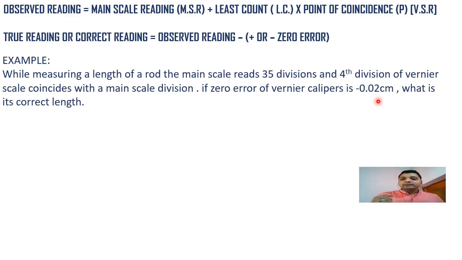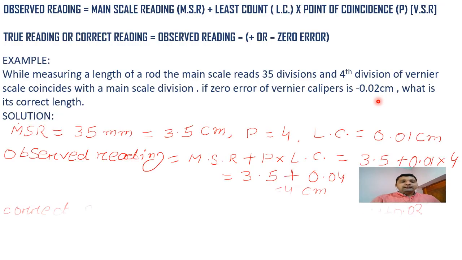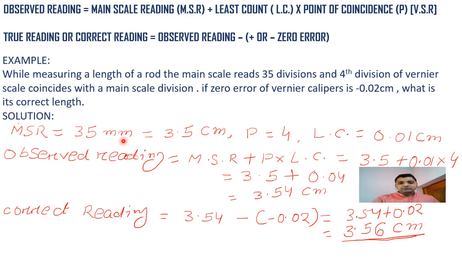If the Vernier caliper has 10 lines in the Vernier scale, then we can calculate its LC by taking 1 mm by 10, which is equal to 0.01. So here you can see the solution part. In the solution, you will get MSR 35 mm, 35 lines, which is 3.5 cm, P is 4, LC is 0.01 cm. If it has 10 lines in the vernier scale, the object reading will be equal to MSR plus P into LC, where P into LC is called VSR, vernier scale reading. So 3.5 plus 0.01 into 4, which is 3.5 plus 0.04, or 3.54 cm.